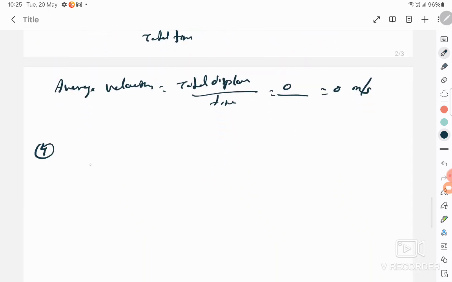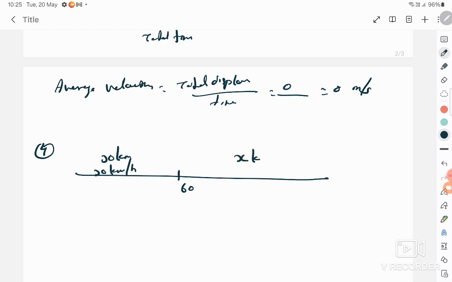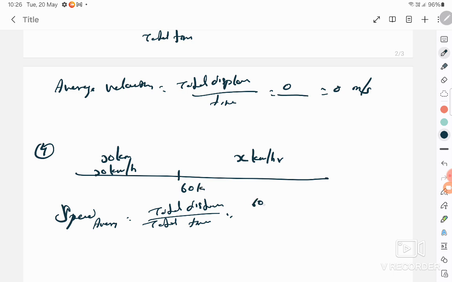The fourth question: on a 60-kilometer track, the total distance is 60 kilometers. A train travels the first half, 30 kilometers, at a speed of 30 kilometer per hour. How fast must the train travel, x kilometer per hour, to cover the rest so that the average speed is 40 kilometer per hour? Average speed is total distance by total time taken, and you know that 60 kilometers is the total distance.